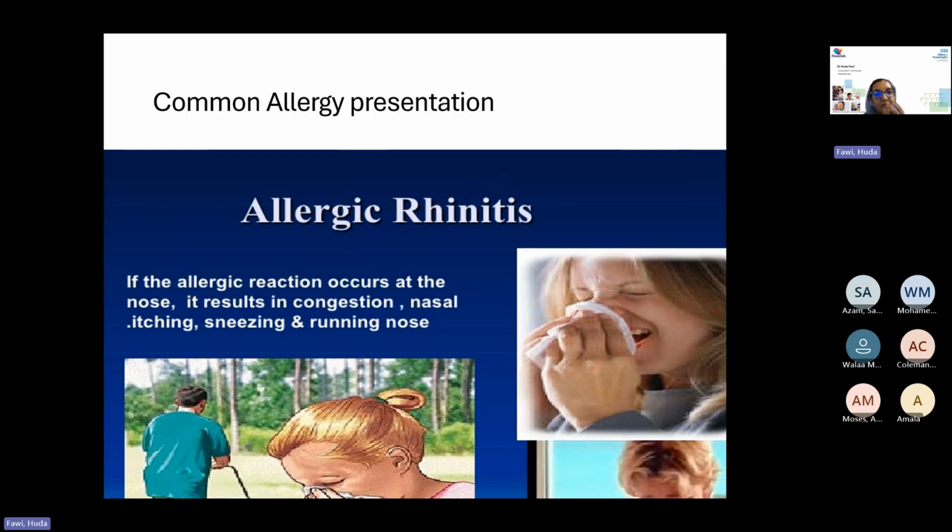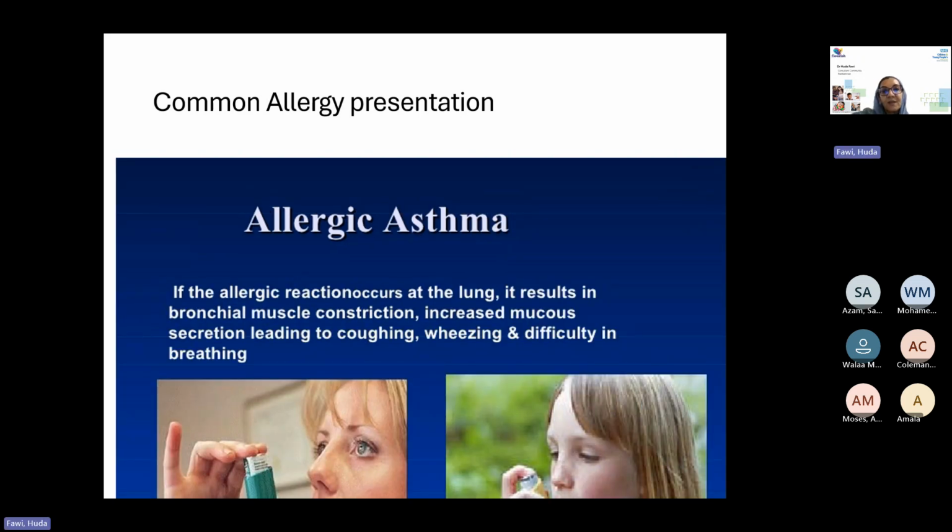Another presentation is allergic rhinitis, where it's nasal congestion, itchiness, sneezing, and runny nose. So having this constant cold, which can as well present with headaches, worsening of the asthma symptoms, and as well affecting the quality of life. Asthma as well is another presentation. So asthma has many reasons, but one of them is allergic reactions, causing bronchial muscle constrictions, increased mucus secretion leading to cough and wheezing and difficulty in breathing.